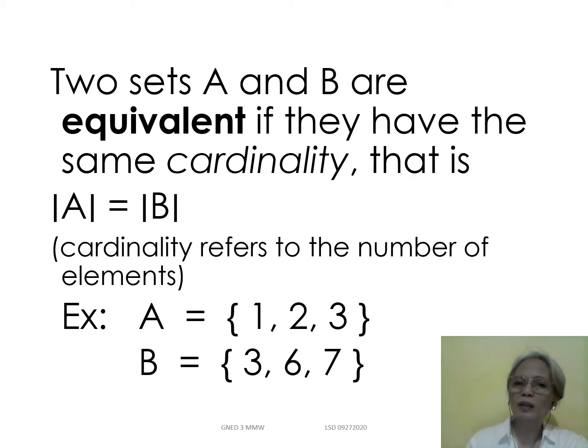Not all equivalent sets are equal sets, okay? In fact, two sets which are equivalent need not be equal sets. As long as they have the same number of elements, meaning they have the same cardinality, two sets are said to be equivalent. So equality of sets is more strict than equivalency. Again, all sets which are equal are equivalent, but we cannot say the converse.